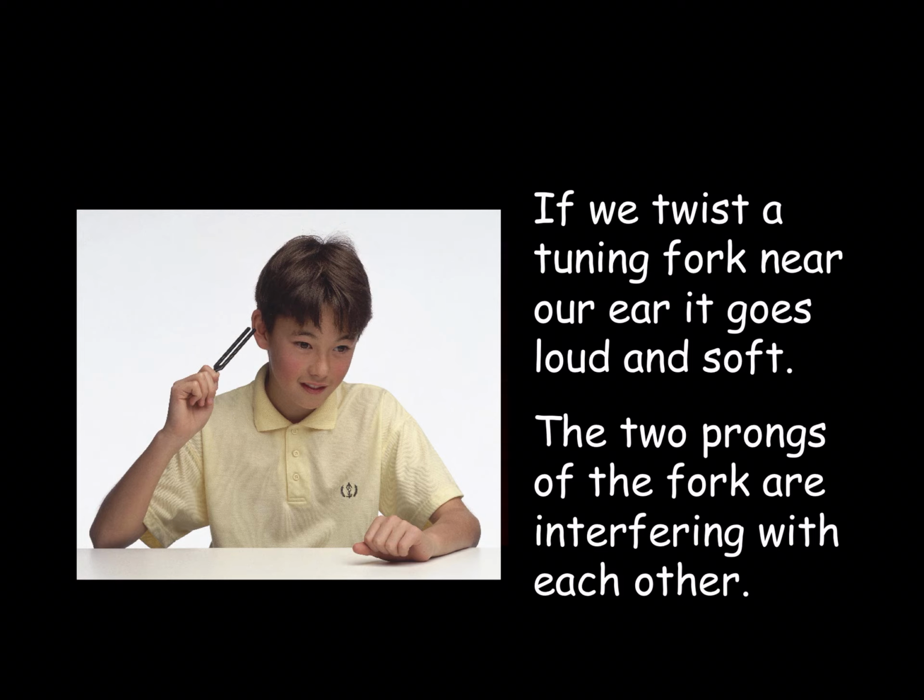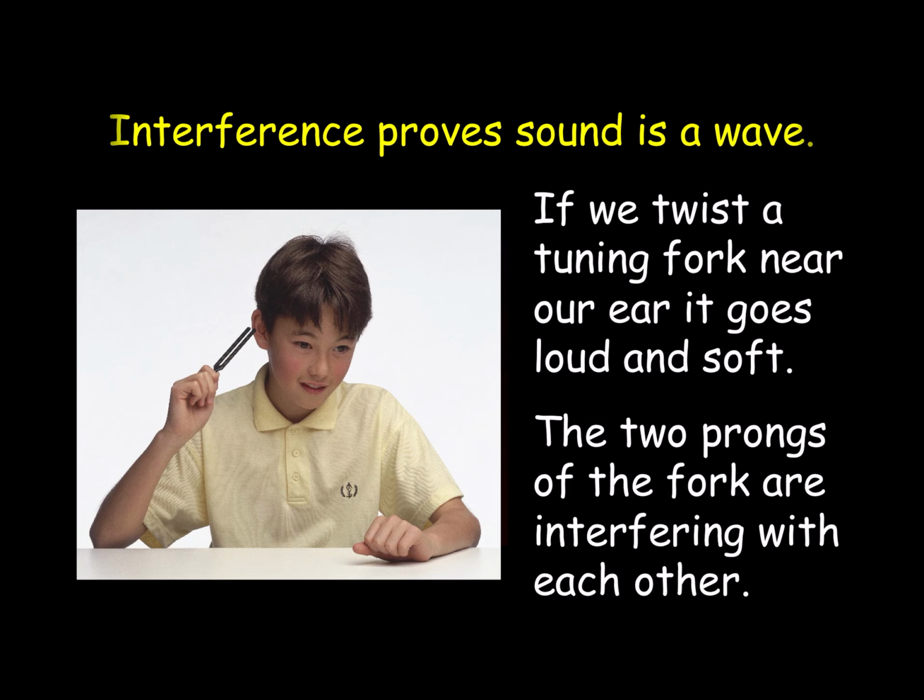So the two prongs of the tuning fork, and as we twist them near our ear, it goes loud and it goes soft. So the two prongs are interfering with each other. And because of the loud and the soft interference pattern, the loud being constructive, the soft being destructive interference, as we do that, we realise that we've proved something. What have we proved by having interference? We've proved that sound is a wave.